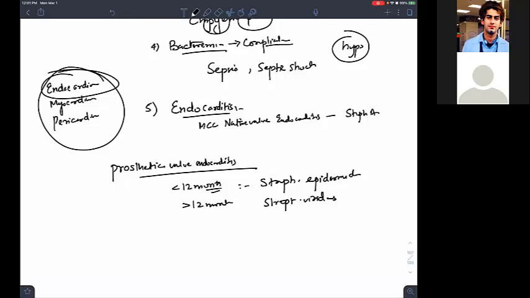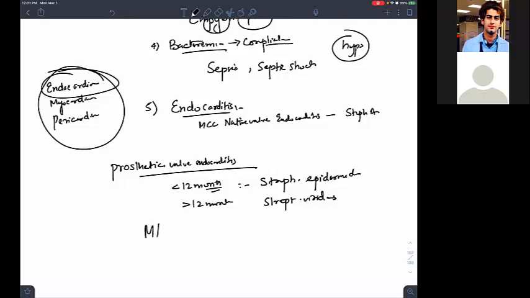Now, if in an exam question they ask what is the overall most common cause of prosthetic valve endocarditis, then directly take Staphylococcus epidermidis. So the most common overall infection will be Staph epidermidis. Remember? So Staph epidermidis. But if they are mentioning a time period, then you have to go according to that. But now another question will be asked.